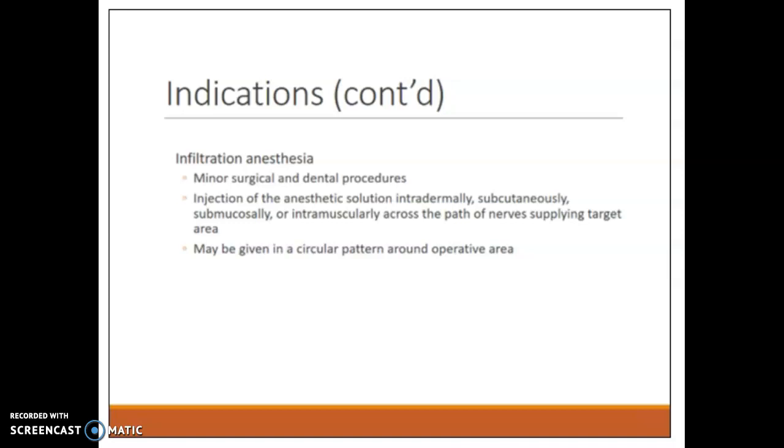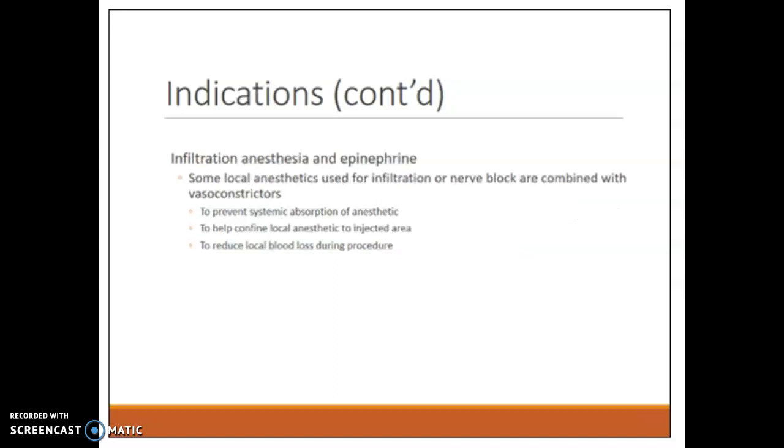There's the injection of the anesthetic solution intradermally, subcutaneously, submucosally, or intramuscularly across the path of nerves, supplying a target area. They can be given in a circular pattern around the operative area. With the infiltration anesthesia, sometimes we'll add epinephrine. Now, some local anesthetics used for this are combined with this because it's a vasoconstrictor. It's done to prevent systemic absorption of the anesthetic. It also helps confine the local anesthetic to the injected area and reduce blood loss during the procedure.